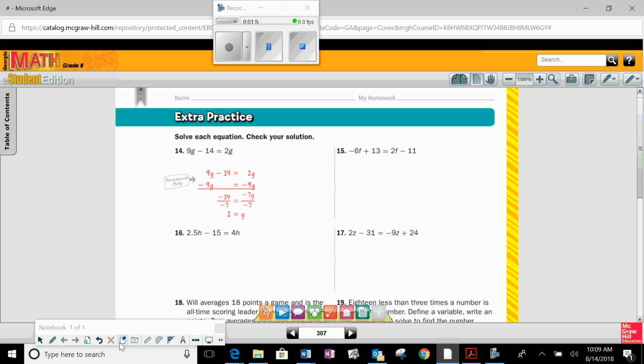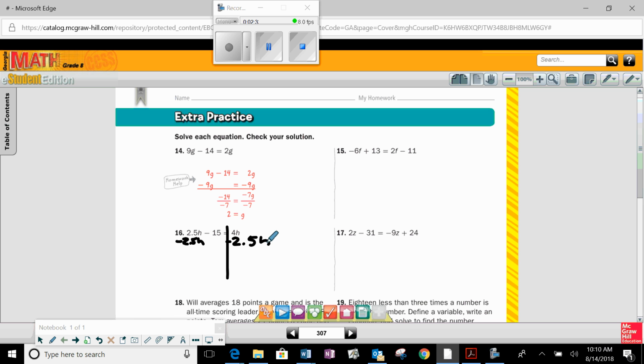So let's go on to number 16. I'm going to start by drawing my line across the equal sign, and I have 2.5h minus 15 equals 4h. I still have two variables, one on the left and one on the right, but I need to get them together. So I am going to move the 2.5h over here with the 4h, so the h's are all by themselves. I'm going to subtract 2.5h from both sides.